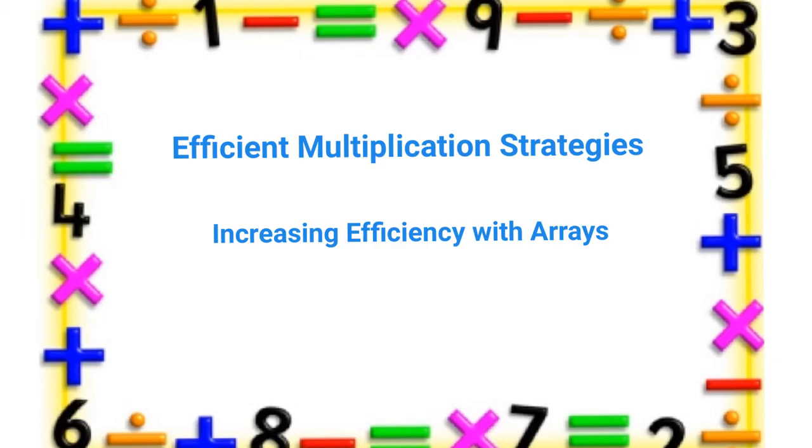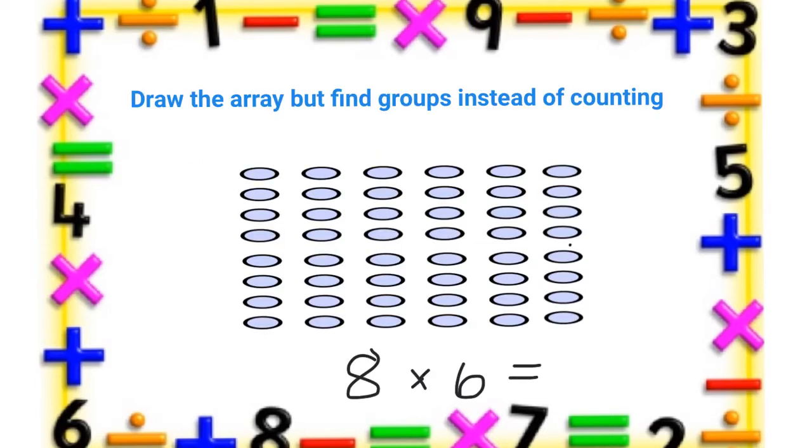In this video, we'll be talking about increasing our efficiency when we work with arrays for multiplication. So arrays for large multiplication facts, like 8 times 6, can be a little time consuming because there's a lot of dots to draw. One way to become more efficient is, once you've drawn those dots, rather than going back and counting all of them, see if you can find some smaller multiplication facts that you know hidden inside your array.